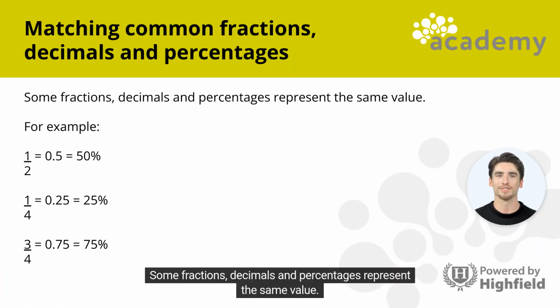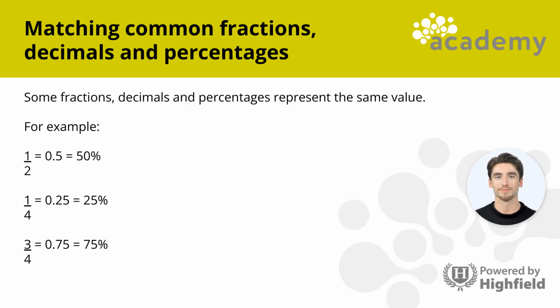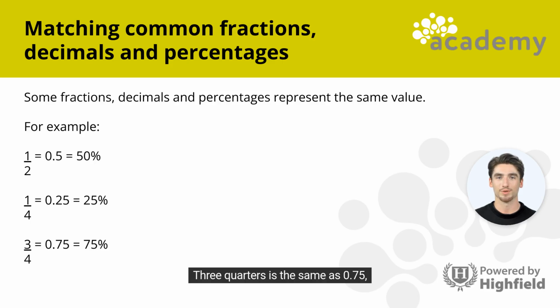Some fractions, decimals, and percentages represent the same value. For example, 1/2 is the same as 0.5, which is the same as 50%. 1/4 is the same as 0.25, which is the same as 25%. 3/4 is the same as 0.75, which is the same as 75%.